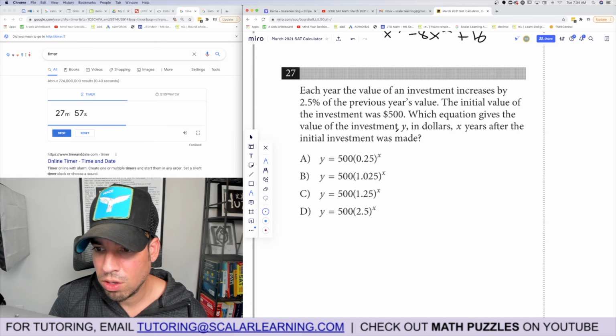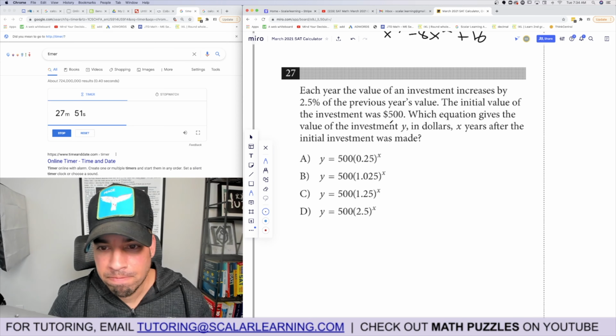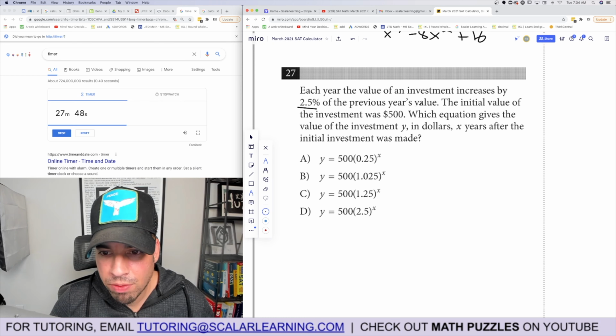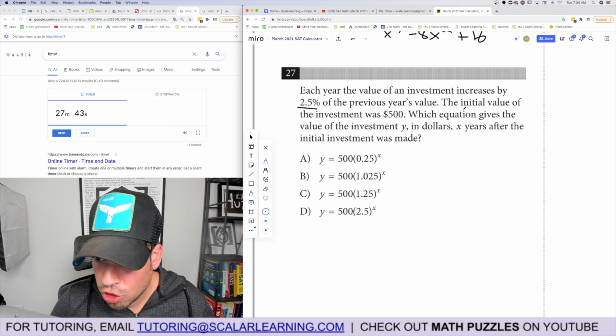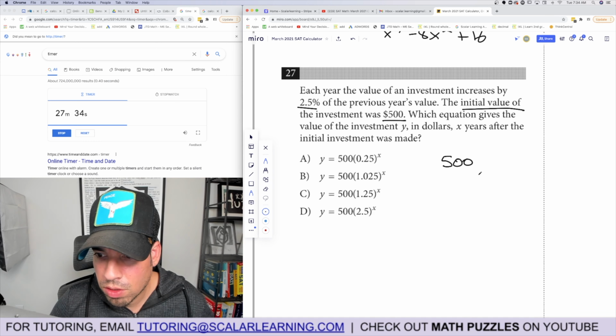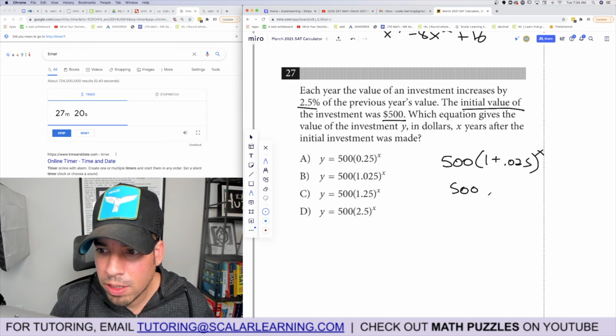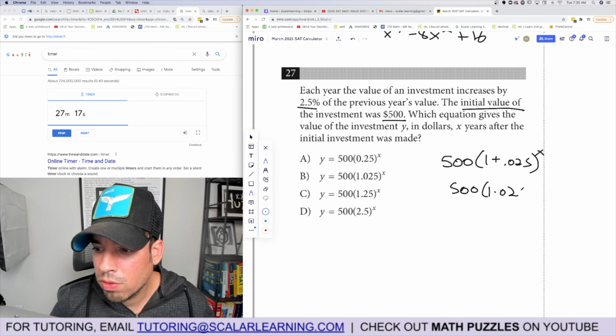27. Each year, the value of an investment increases by 2.5% of the previous year's value. The initial value of the investment was 500. Okay, hold on. The equation gives the value after x years. So it's going to be the initial value times 1 plus 0.025 to the x power. 500, because it's an increase, right? Yeah. 1.025 to the x.